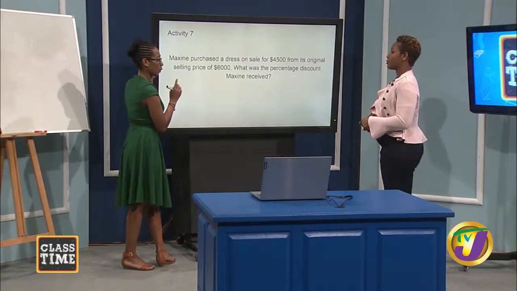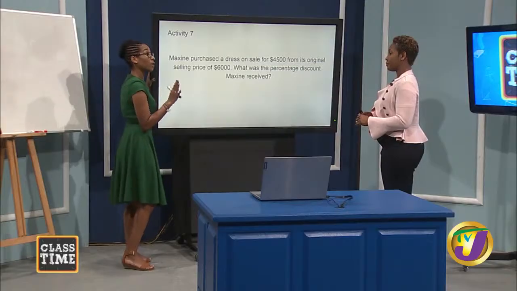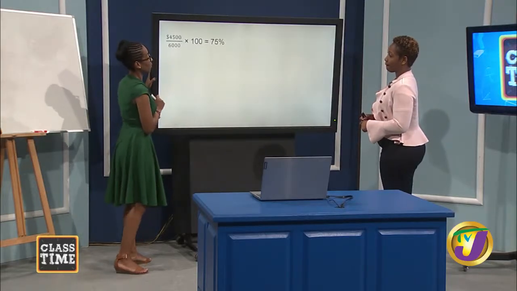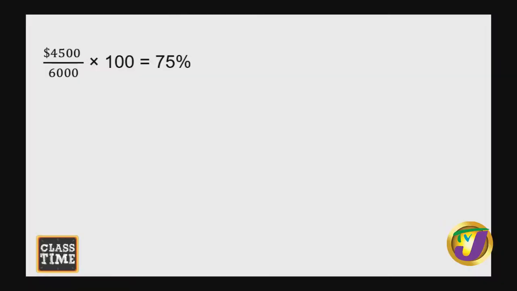All right. So let's take a look. Sure. And we hope they are following us at home. We hope so too. So here goes. So this is one way, as you were sharing first, that we could have had $4,500, which is the discounted price she paid, over $6,000, which is how much it was originally being sold for. And remember, we are doing what? Percentages. And percentages out of 100. So here we have multiplied by 100 to have given us 75%.